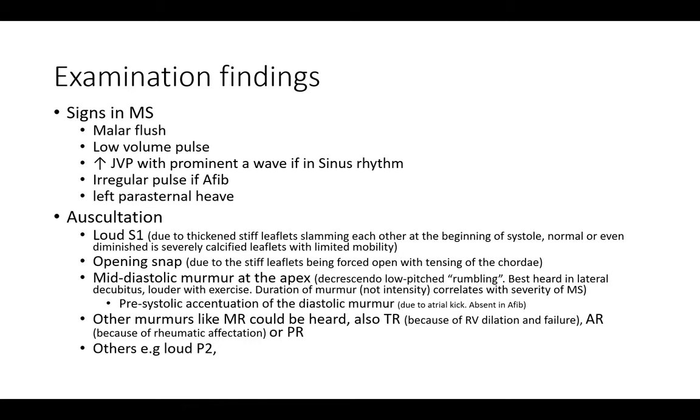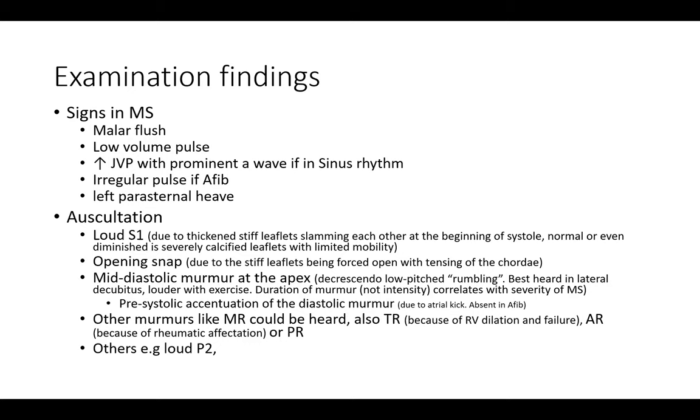Then there's the opening snap in diastole because those stiff leaflets, when blood is flowing through them, could lead to tensing of the chordae and an opening snap. Because of the turbulence, we now have a mid-diastolic murmur, which is heard at the apex, is described as a decrescendo, low-pitched or rumbling murmur, and it's best heard if we put the patient in left lateral decubitus position, and it gets louder with exercise. Now, the duration of the murmur correlates to the severity of the mitral stenosis, not its intensity. Okay, and now we're going to do a little exercise after this.